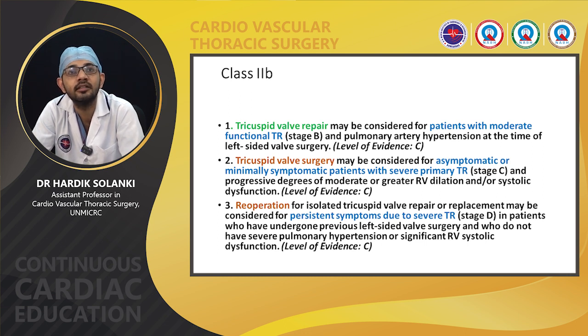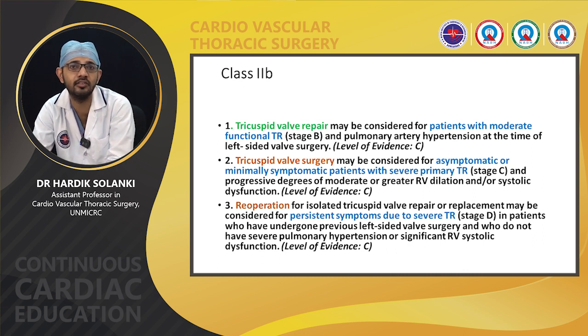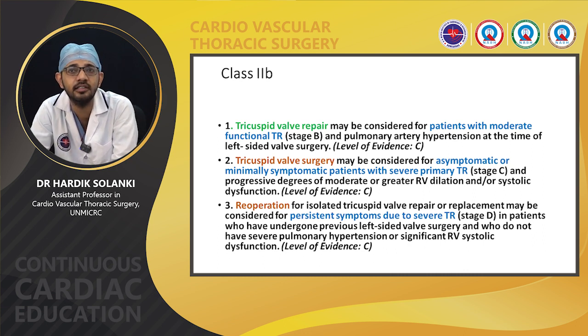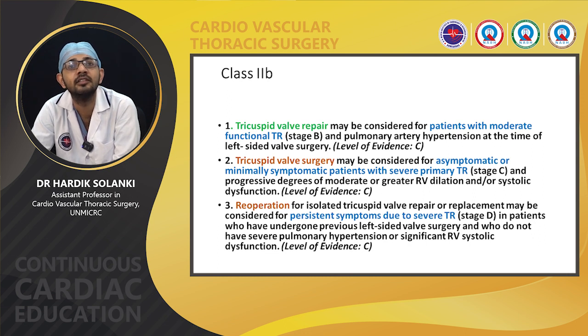In class 2B, tricuspid valve repair may be considered for patients with moderate functional tricuspid regurgitation and pulmonary arterial hypertension at time of the left-sided valve surgery. The level of evidence C. Tricuspid valve surgery may be considered for asymptomatic or minimally symptomatic patient with severe primary TR who are in stage C, asymptomatic severe TR, and progressive degrees of moderate or greater RV dilatation and systolic dysfunction.